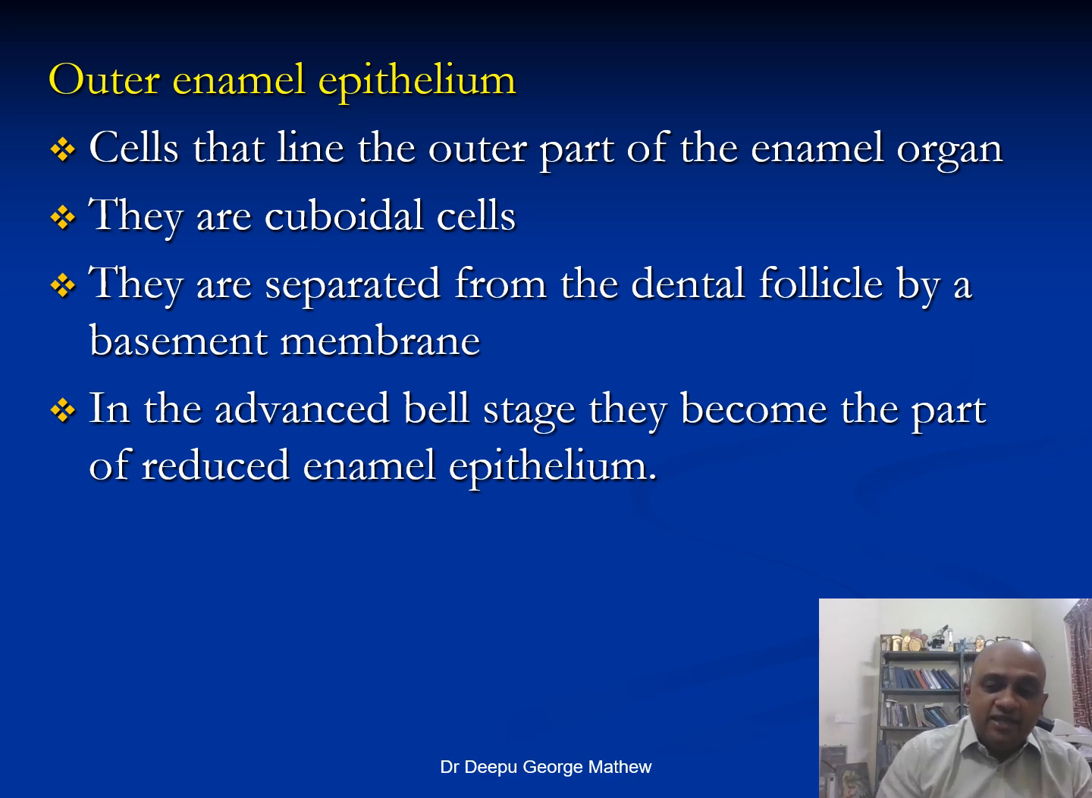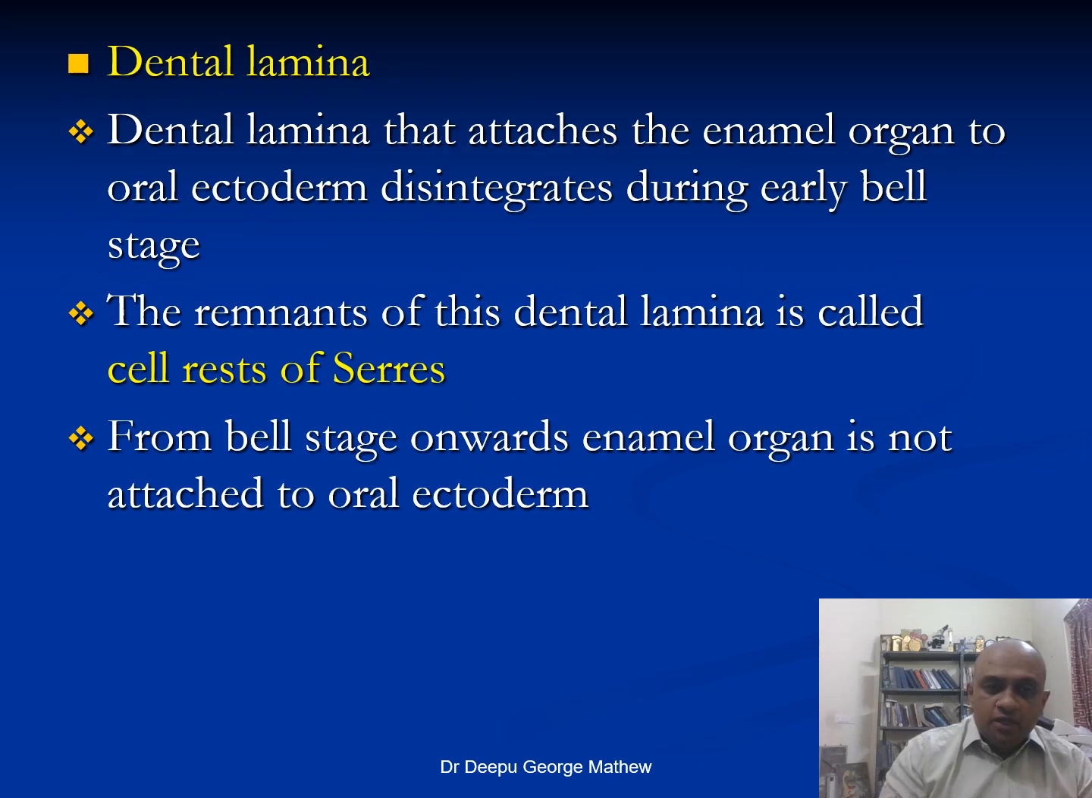So when you're writing an essay, always mention that particular layer of the enamel organ, and also mention what happens to it, what is the fate of that particular layer during the advanced bell stage, because the question is about advanced bell stage.